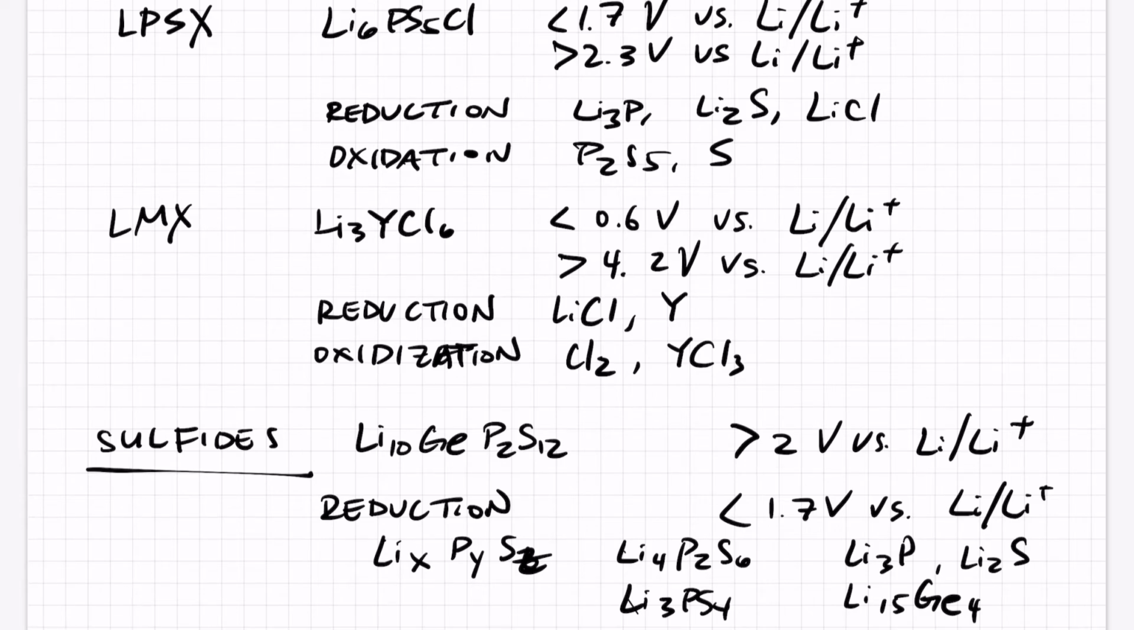In terms of the oxidized species, the species that can form are P2S5, sulfur, and also something that's stable, germanium sulfide as well. So you can see already from this list that these are the species we have to contend with when you start cycling. And these are the species that are going to either aid or be detrimental to the cycling of your cell.